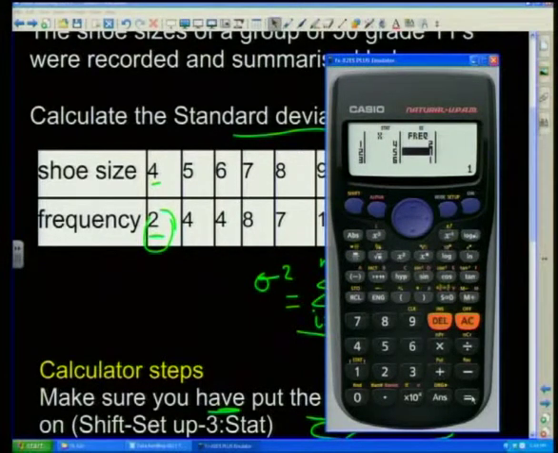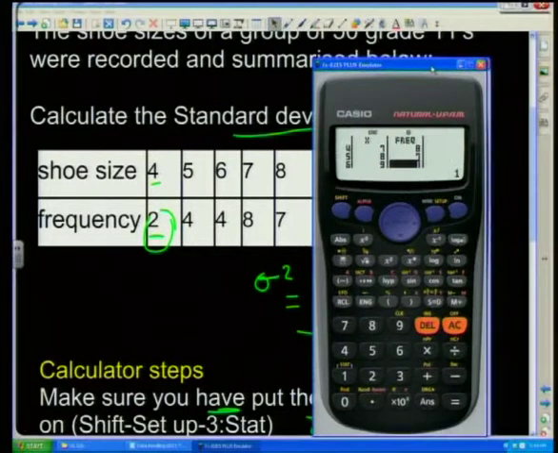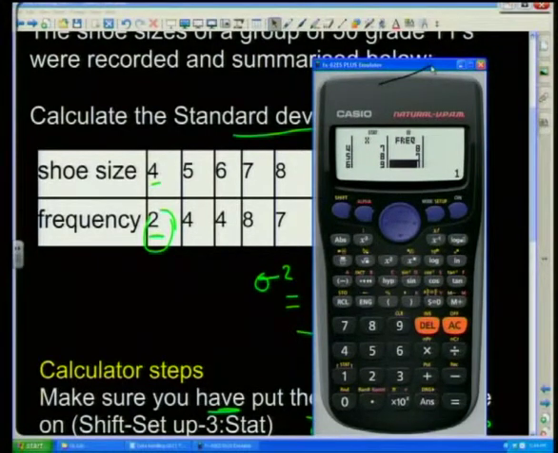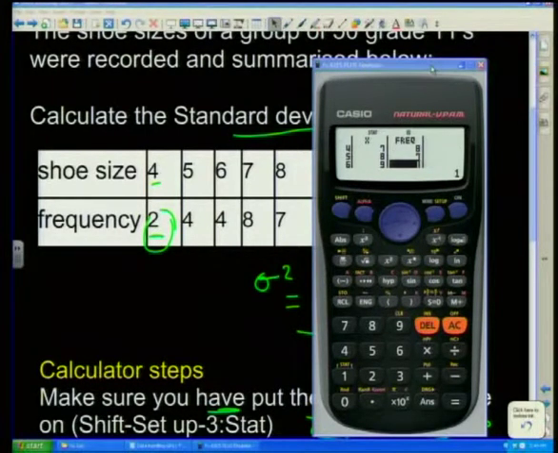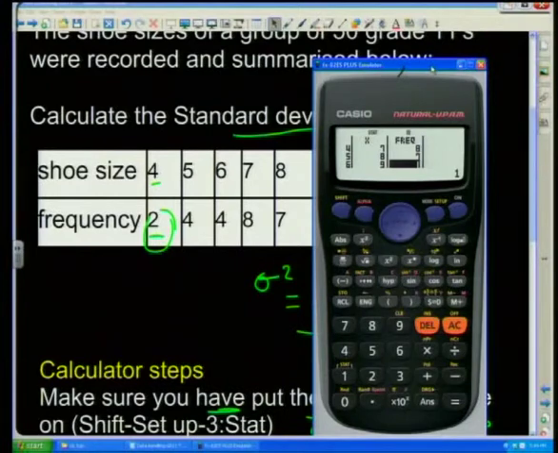It moves on to the next one. Size 5 had a frequency of 4, so we put that in. Next one, 4 again. Next frequency was 8. Then it was 7. We're just going to move the calculator over to the other side so we can see what the frequency was for size 9. Let's just close that layer. Okay, let's try this again.